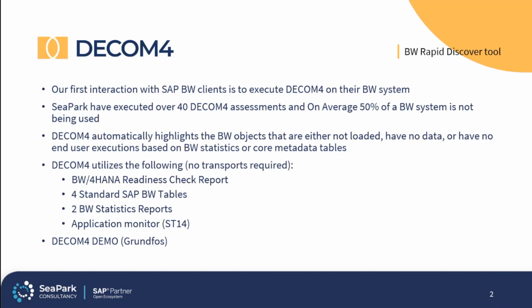One thing to note about DECOM4, we don't require transports to be applied to the system. We actually don't require system access. What we do require is 8 files from the BW system. They being BW for HANA Readiness Check Report, 4 standard BW tables, 2 statistics reports, and 1 application monitor for an SD14 transaction. As mentioned, we're going to use Grundfos as an example.